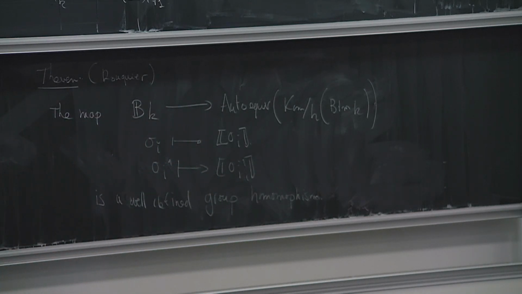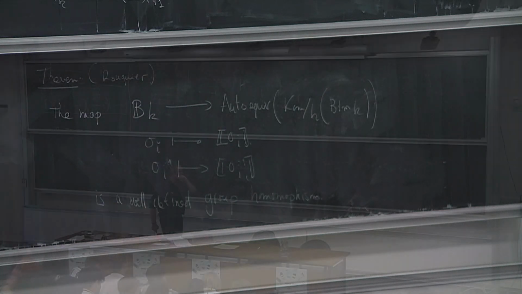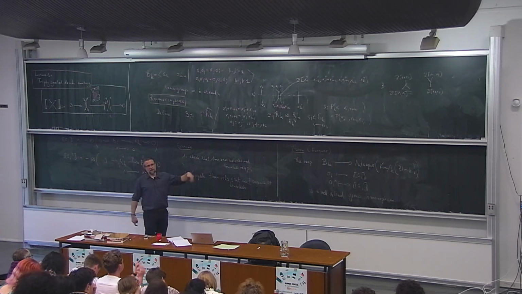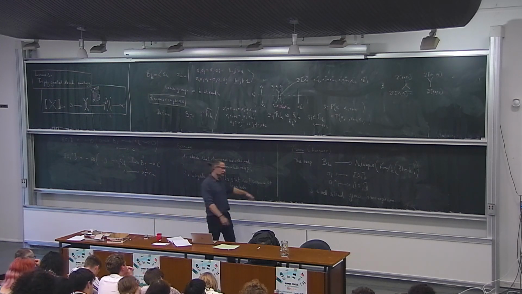Okay, and then I would like to discuss the proof, or at least a part of the proof of this theorem. Another way to say it is to say that the braid group does act on this category.